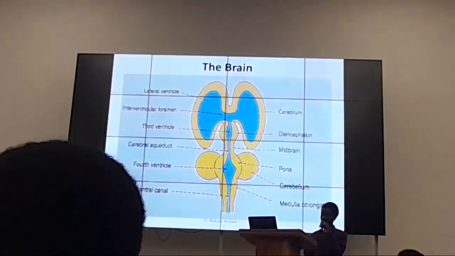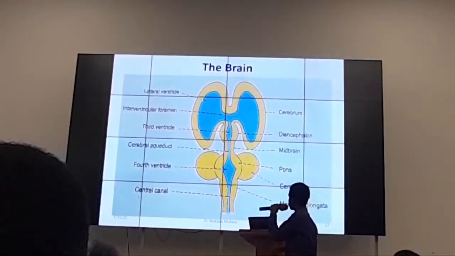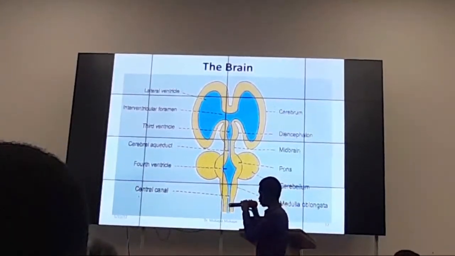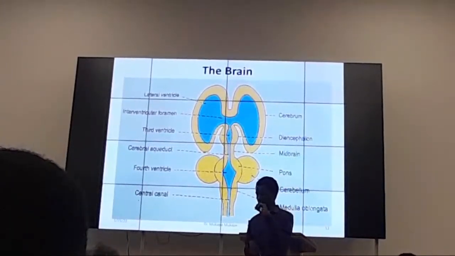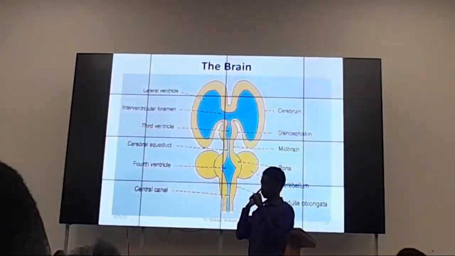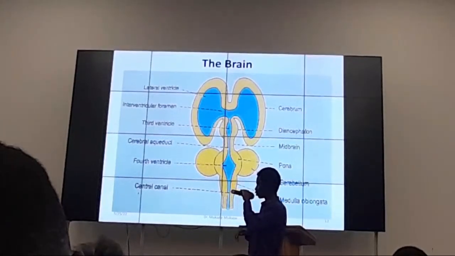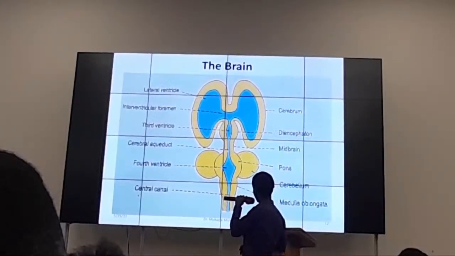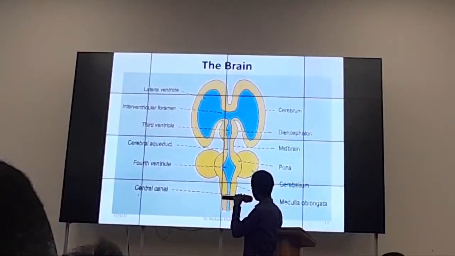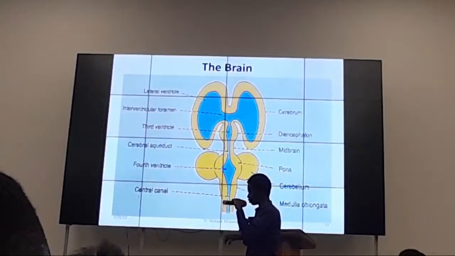All right, let's look at this picture. This picture is just illustrating the ventricular system in the brain. Okay, the ventricular system, the ventricles. The brain also has ventricles. Just like we have ventricles in the heart, we have ventricles in the brain. Okay, and we can see these ventricles. They are basically cavities or spaces within the brain.